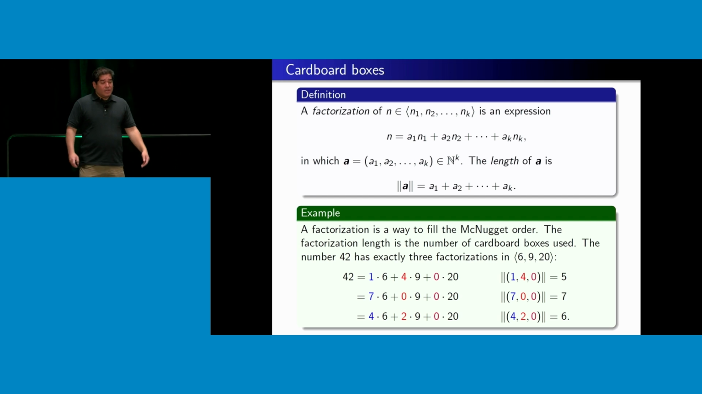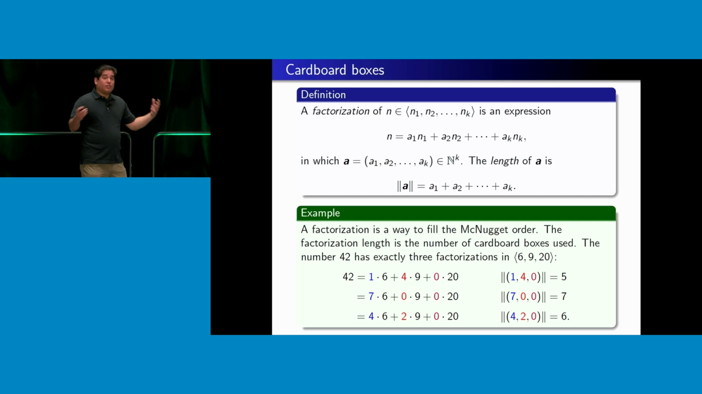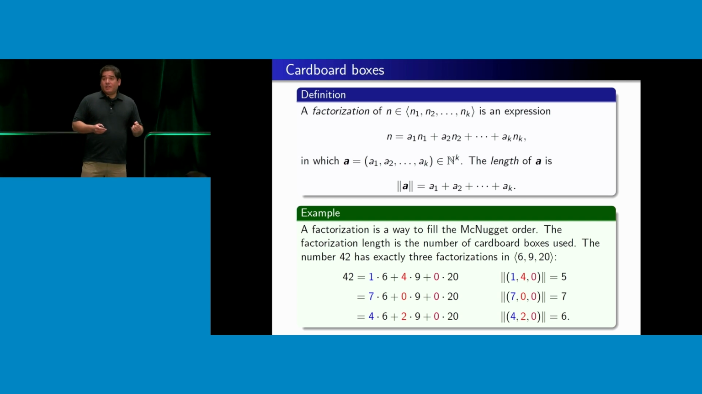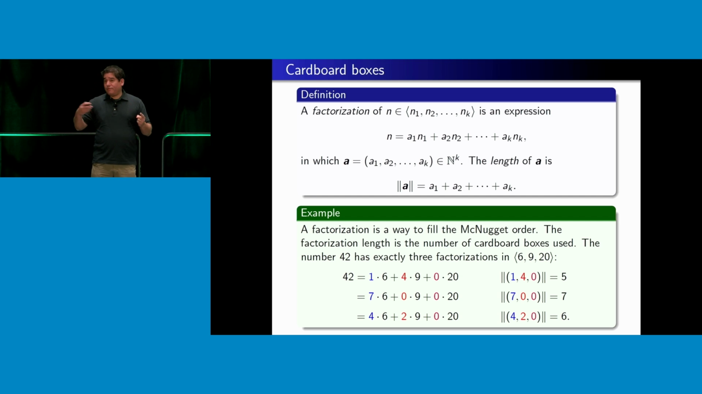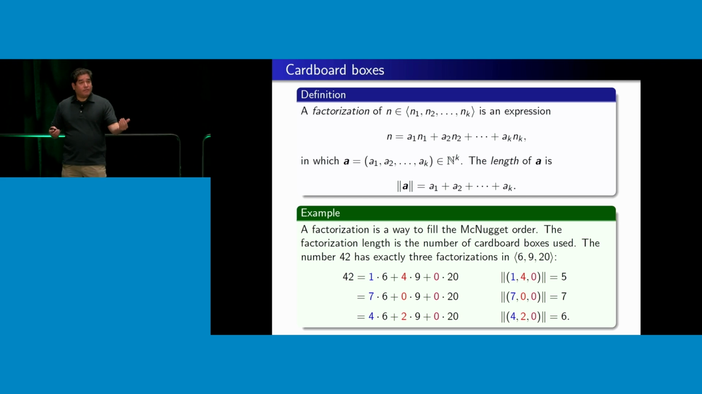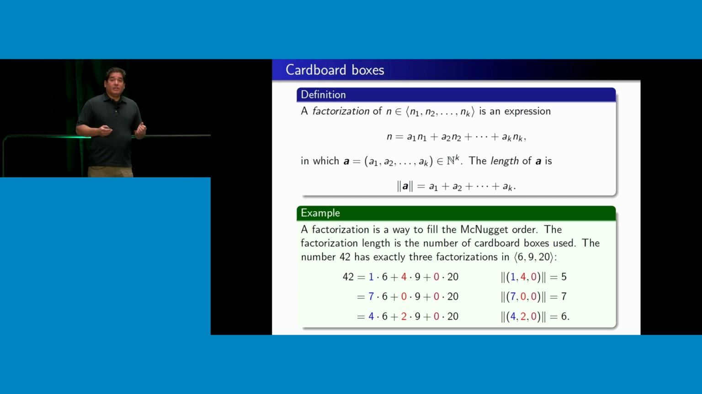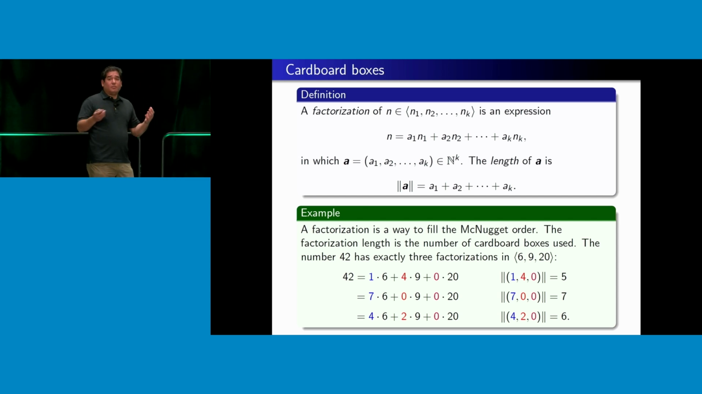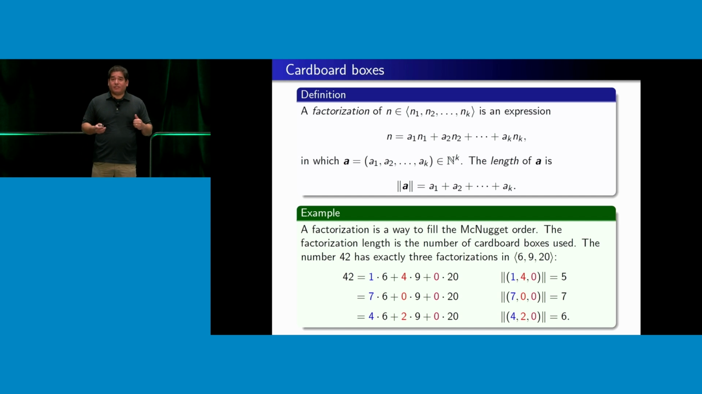So for example, 42 nuggets. You're allowed the classic 6, 9, and 20 sizes. Turns out that there are exactly 3 ways to fulfill that order for exactly 42 nuggets. You could use 1 box of 6, 4 boxes of 9, 0 boxes of 20. So that gives you a factorization vector (1, 4, 0). And the factorization length, that's the number of boxes used to physically put that order together. Factorization length is 5.